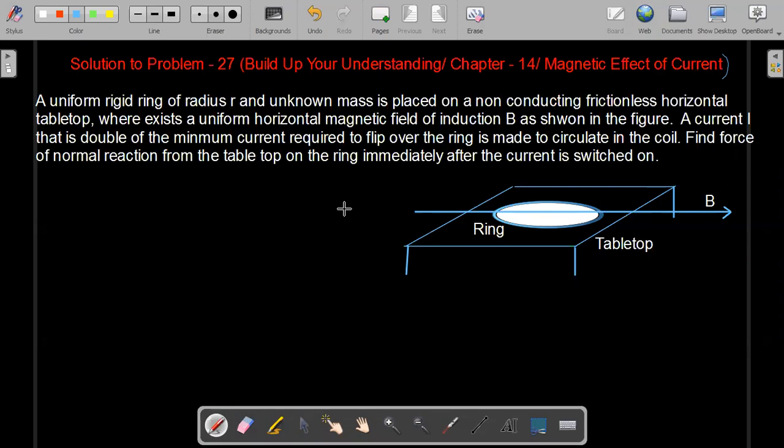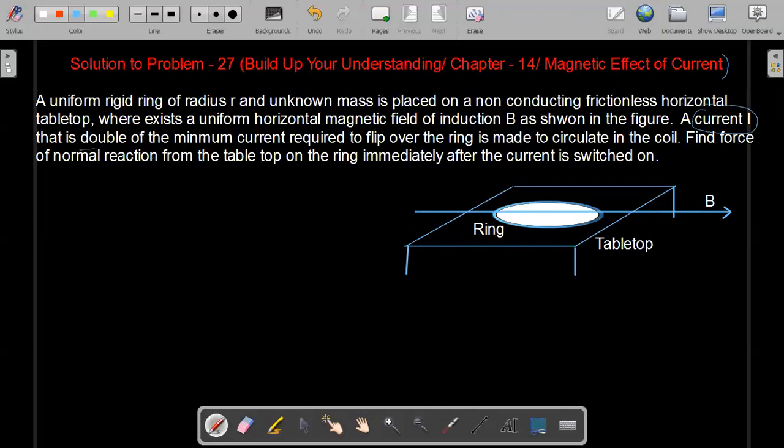Okay, so in this question we have a ring which is on a horizontal tabletop. There exists a uniform magnetic field also. That ring carries some current, and that current given in this question is capital I.